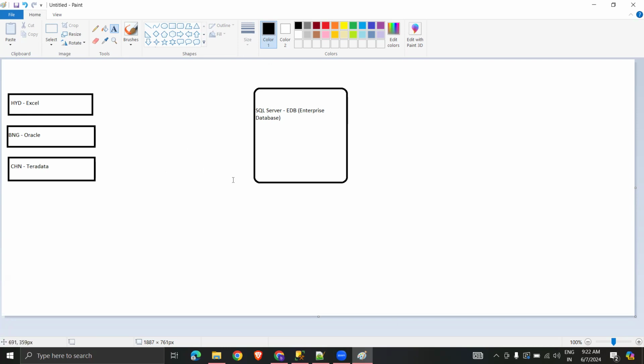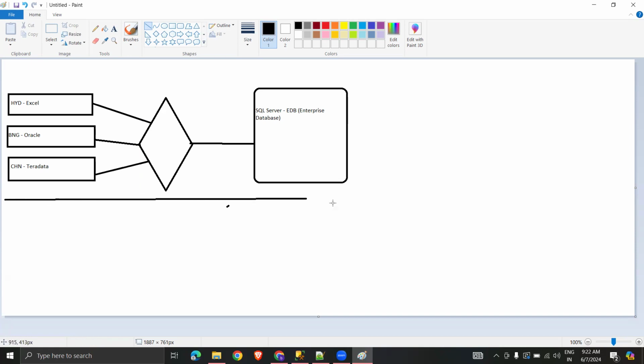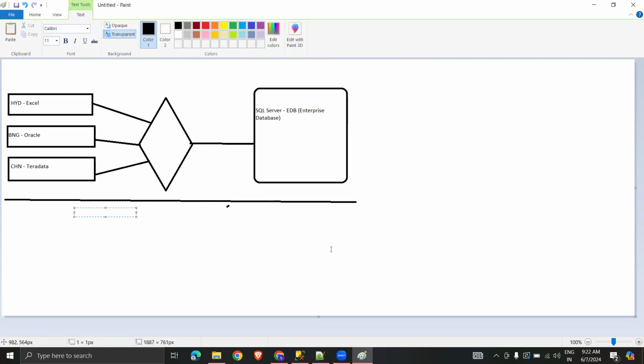So for that purpose, I would like to maintain a centralized, intermediate system called the staging area. You get the data from Excel to the staging area, from Oracle to the staging area, and from Teradata to the staging area. Finally, load the data into the destination system. Totally, we call it data integration, or else ETL: extraction, transformation, and loading process.